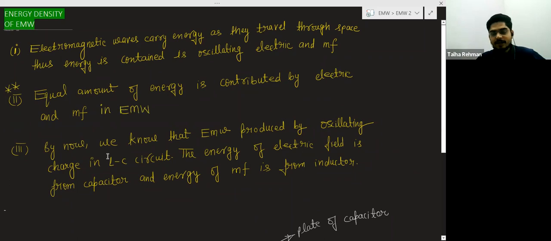So we know that the electromagnetic wave can be produced by an oscillating charge, and from where do we get the oscillating charge? From the LC oscillation or LC circuit. Okay.